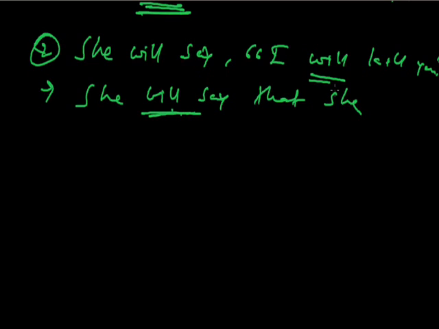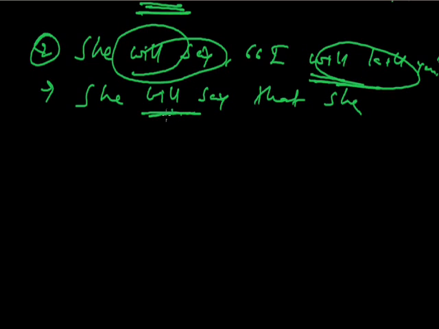Clear? We change the tense of the reported verb, meaning this verb, only if the reporting verb, meaning this one, is in the past tense. As you see, in the first sentence and in this second sentence, the reporting verbs are in the simple present and in the simple future respectively. So we do not change the tense of the reported verb, meaning the verb inside the inverted commas. She will say that she will kill you. Clear?